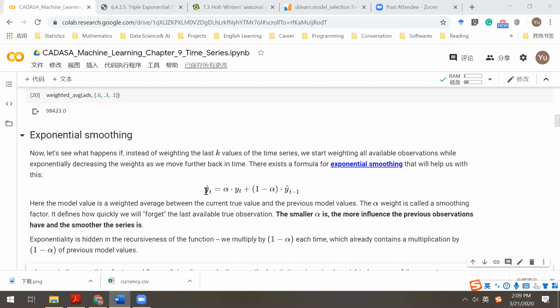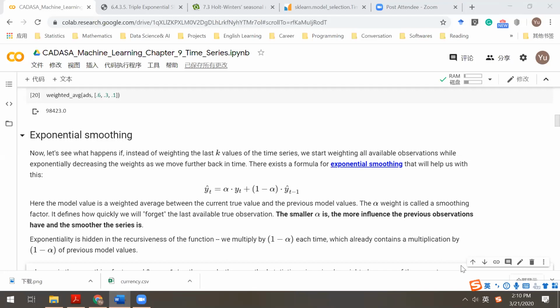Based on this function, which is a recurrent function, if we give y1 and set y1 hat equals y1, then y_t hat will be in this form. This is actually an exponential function. If we want to estimate y_t, we need the data from y1, y2, up to y_t minus 1.